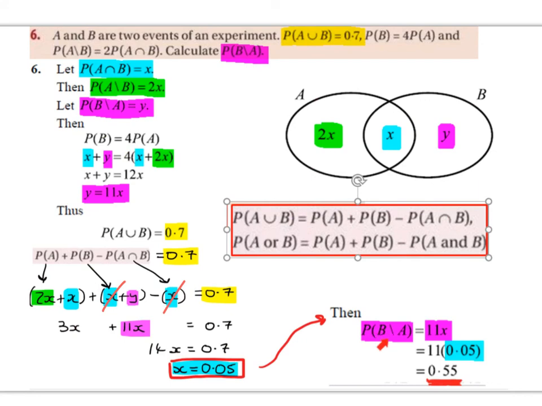So then B less A is 11X, so Y is 11X. And swapping the X for 0.05, 11 times 0.05 is 0.55. So we get the same answer.